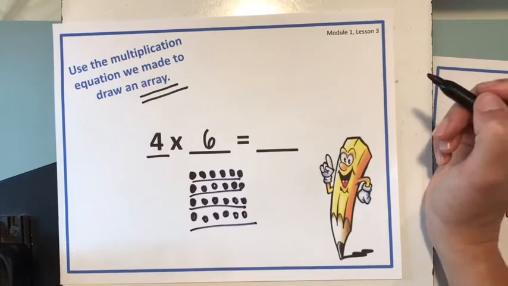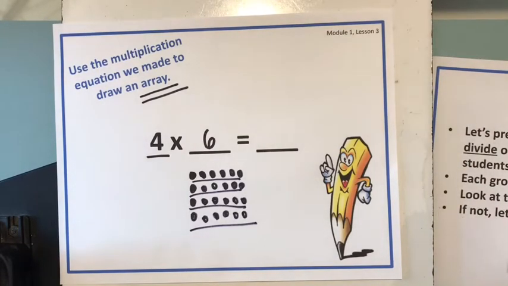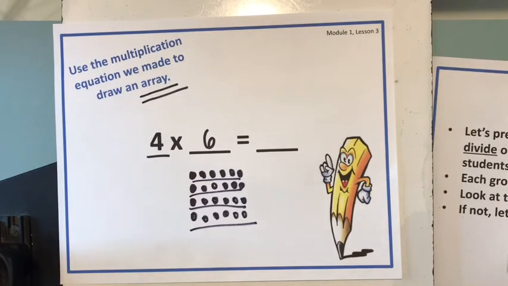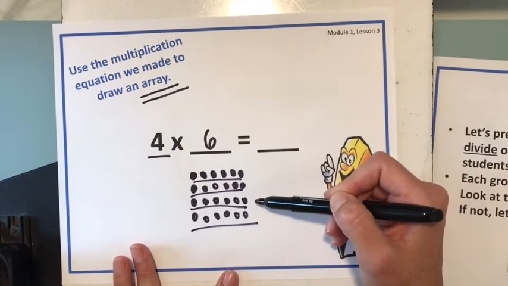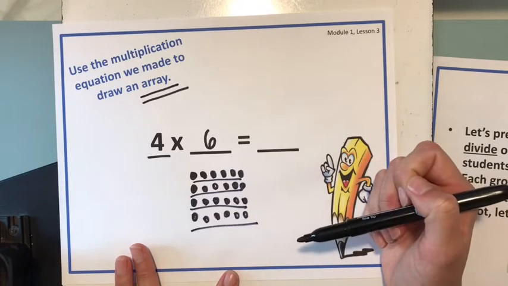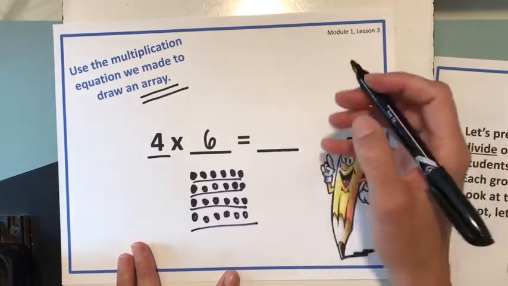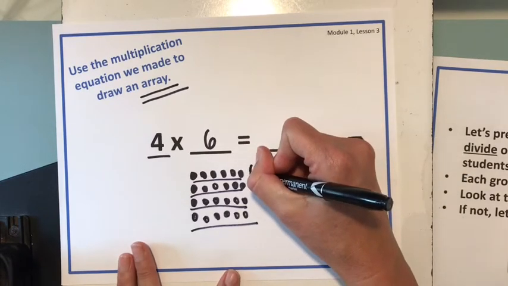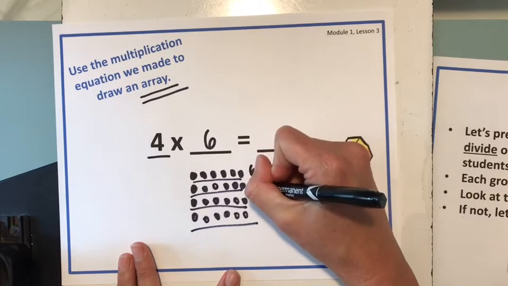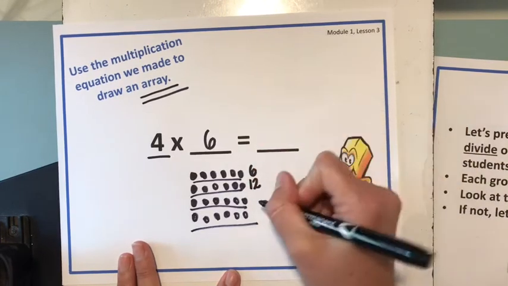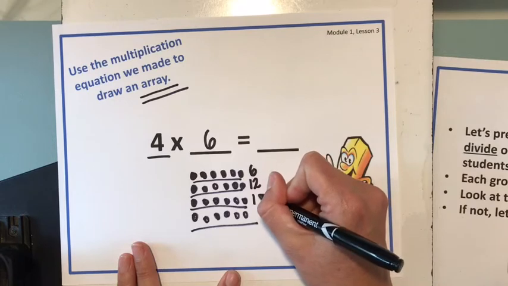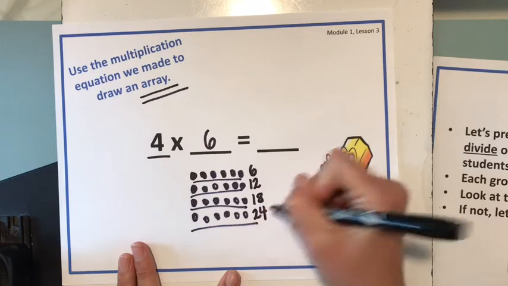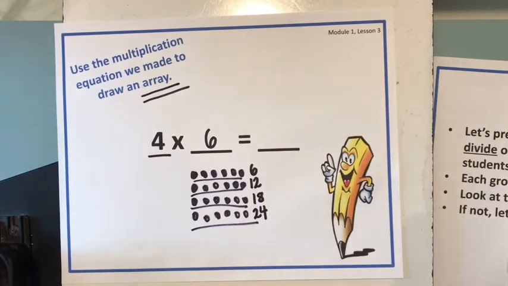All right. So what can I do to solve this problem? Can I add up all the dots all together? Yeah, I can do that. Can I skip count each row to figure out the answer? I can do that too. So let's try skip counting by 6s. This is going to be really hard, but that's okay. We're going to practice. 6, 12, 18, 24.